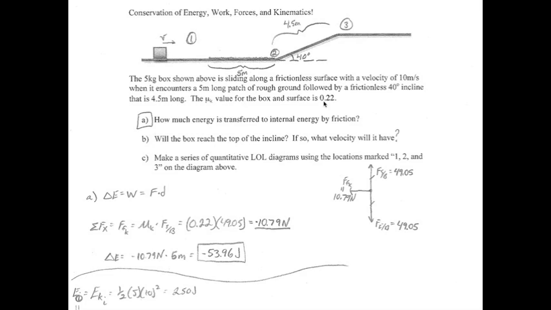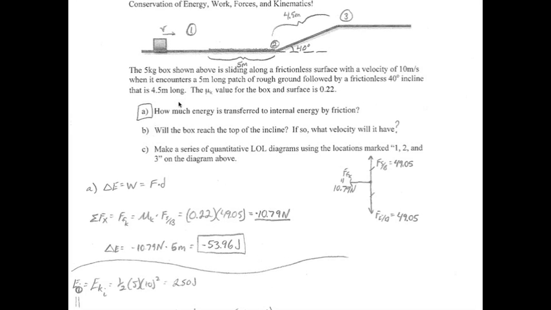And I probably should have been a little bit more clear, but by box and surface, I simply meant this part, the rough part of the surface, not the smooth part. As said in the problem, this part right here is frictionless. So the problem is separated into three parts. We'll first deal with part A.